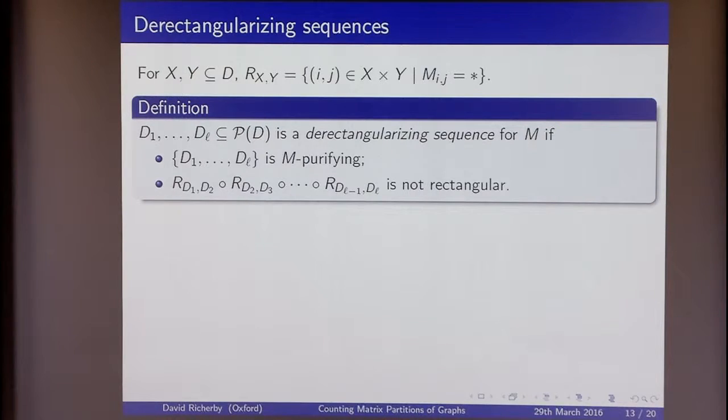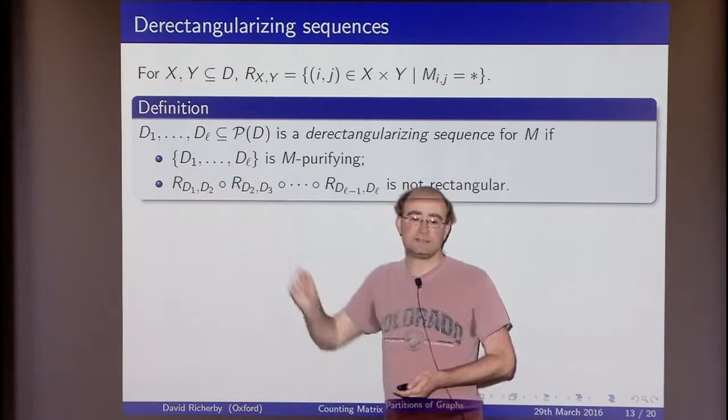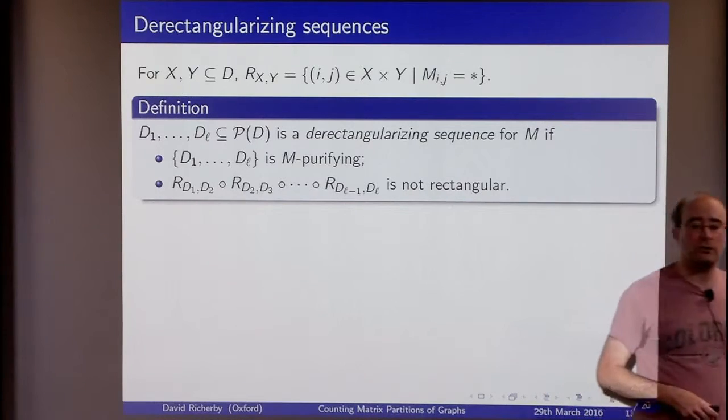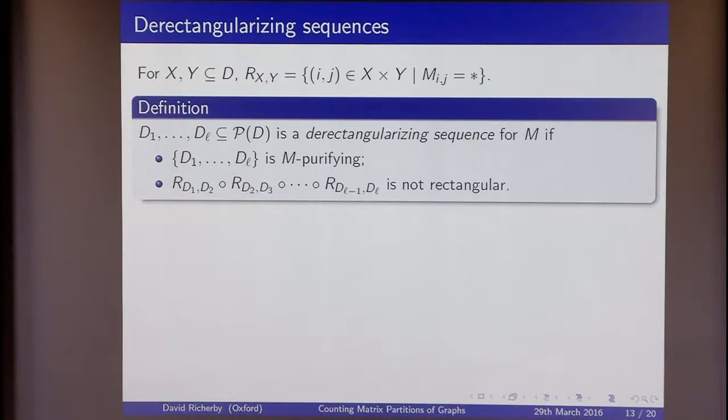I'm going to define a sequence of subsets of the domain again as being derectangularizing if, first of all, for every pair of these sets, when you restrict the rows and the columns using those pairs of sets, you always end up with a pure matrix. Okay, so this list of sets is purifying. And also when we compose all of these relations, so the relation that you get from the first two and from the second two and the third two and so on, take all of those relations, compose them together. If the result is not rectangular, then this sequence is derectangularizing. Okay, so you can see how we kind of railroaded ourselves into this bad name. What does rectangular mean?